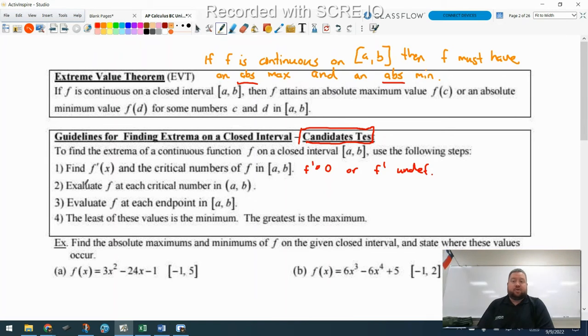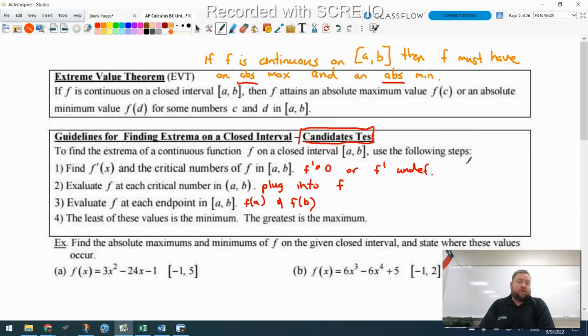Okay, you evaluate each critical number in A to B. That means you plug them into f. You evaluate at each endpoint, f of A and f of B. The least of these values is the minimum, and the greatest is the maximum.